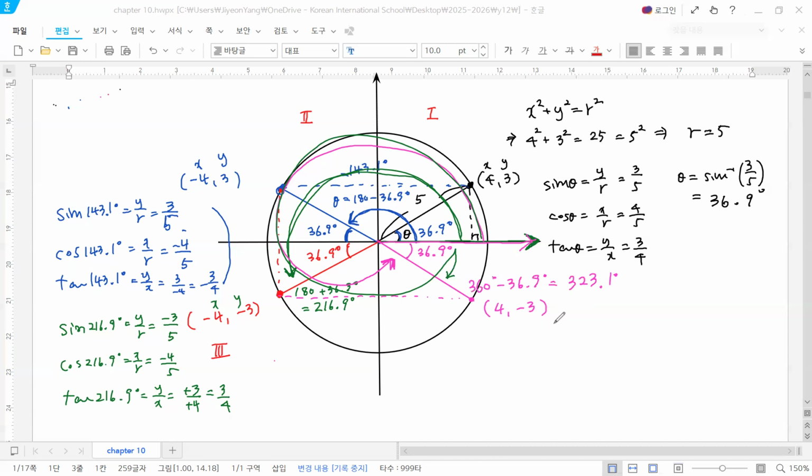Let's find the sine, cosine, and tangent values of this angle. So sine 323.1 degrees is defined as y over r, and since the y coordinate of this point is -3, it is -3 over 5. Cosine 323.1 degrees is x over r, which is 4 over 5. Tangent 323.1 degrees is y over x, which means negative 3 over 4 is the tangent value.